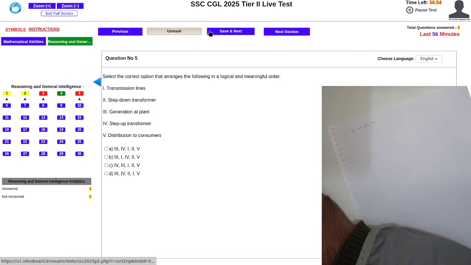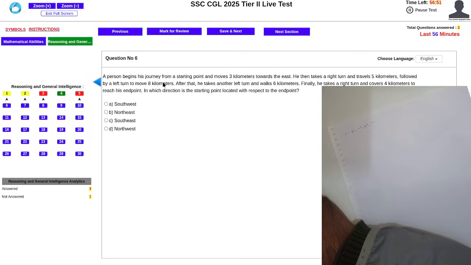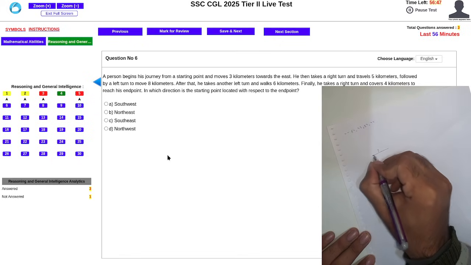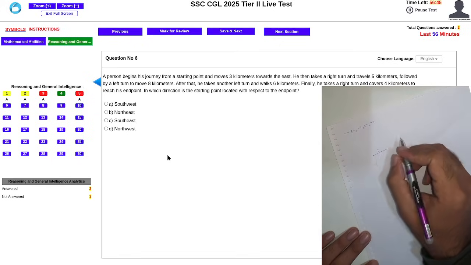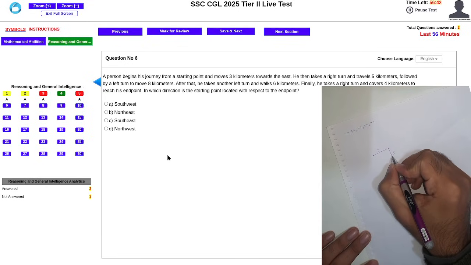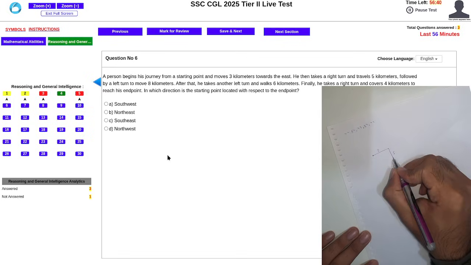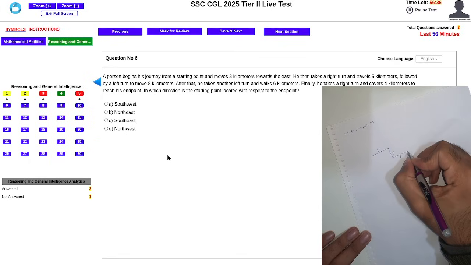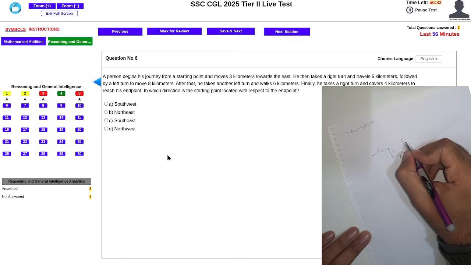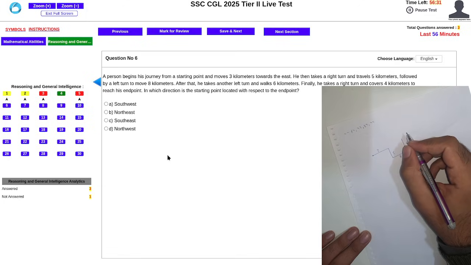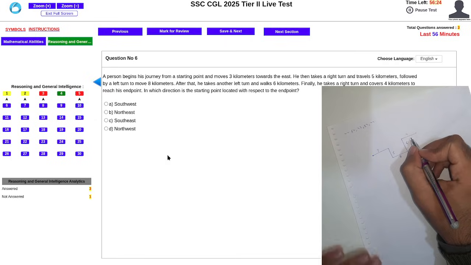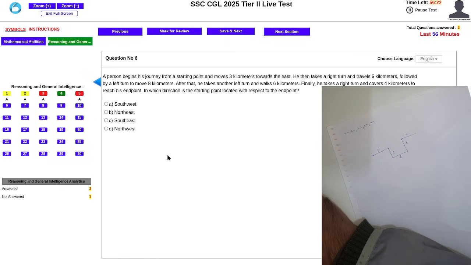A person makes a journey from a starting point of 3 km towards east. He then takes a right turn and travels 5 km, followed by a left turn to move 8 km. After that he takes another left turn of 6 km. Finally he takes a right turn and covers 4 km to reach his end point. How is the starting point located with respect to the end point? West, southwest.